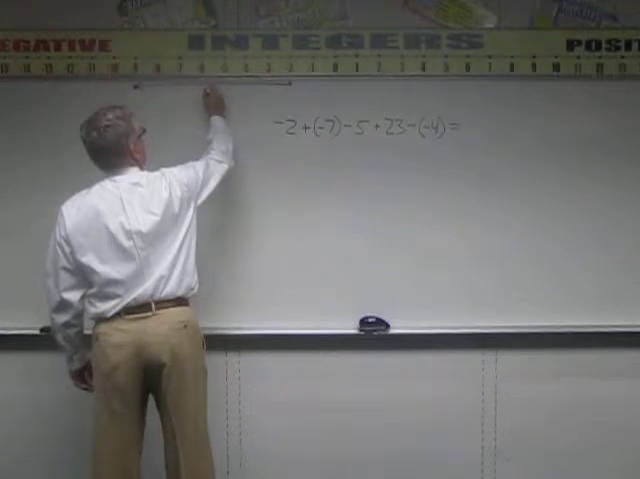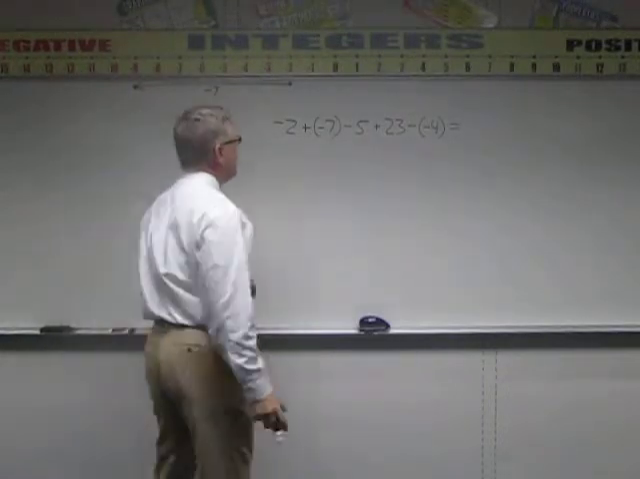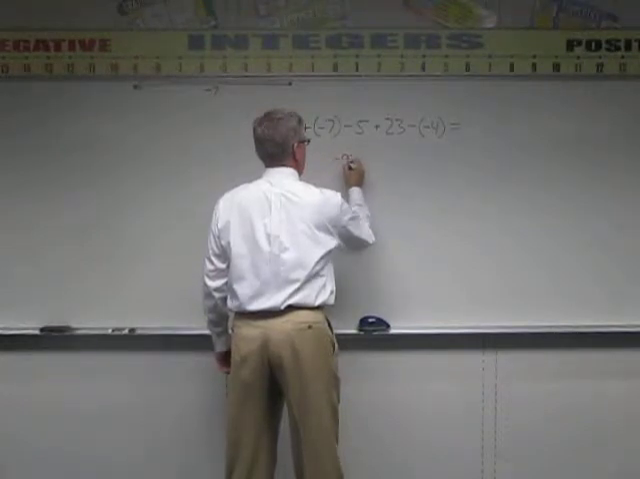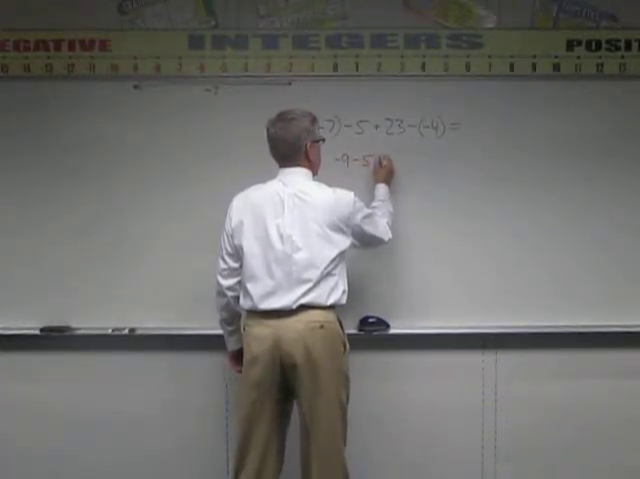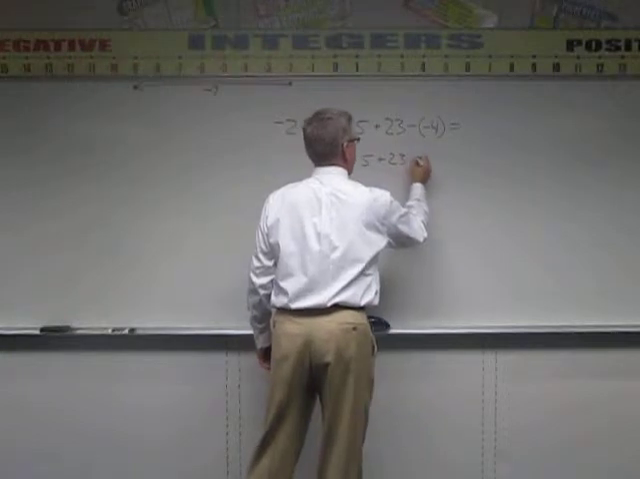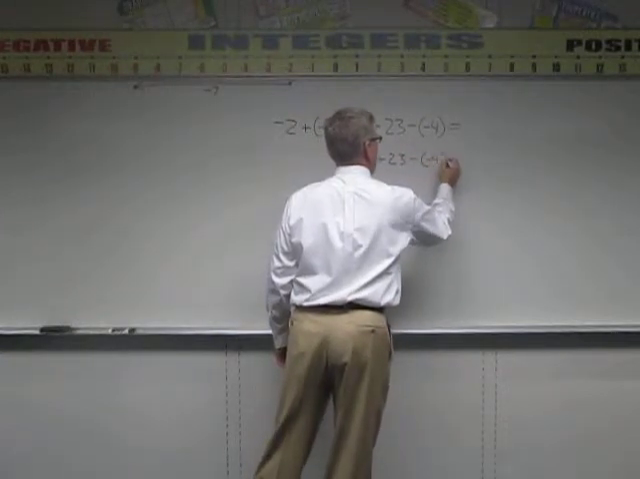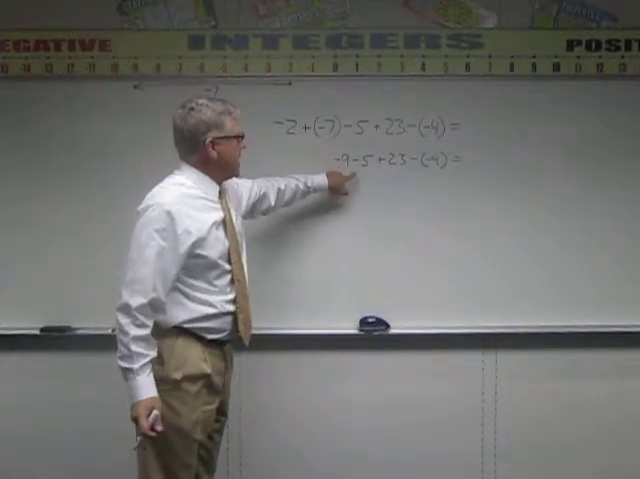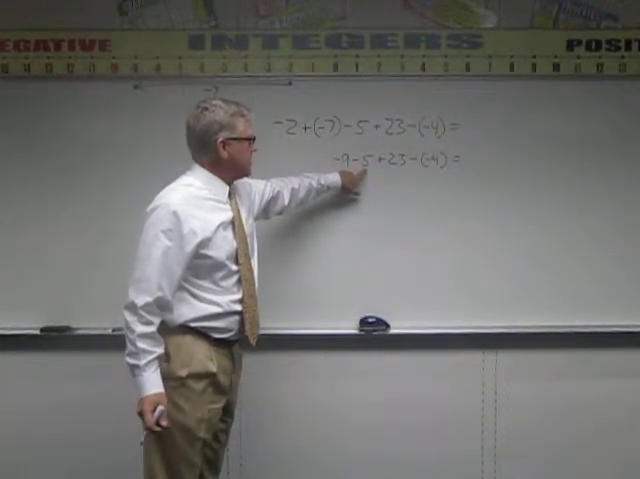All right? We're done with this one. We're at negative 9, minus 5 plus 23 minus negative 4 equals. Okay, we've already done this. We came up with negative 9. Now we're going to do next with negative 5.